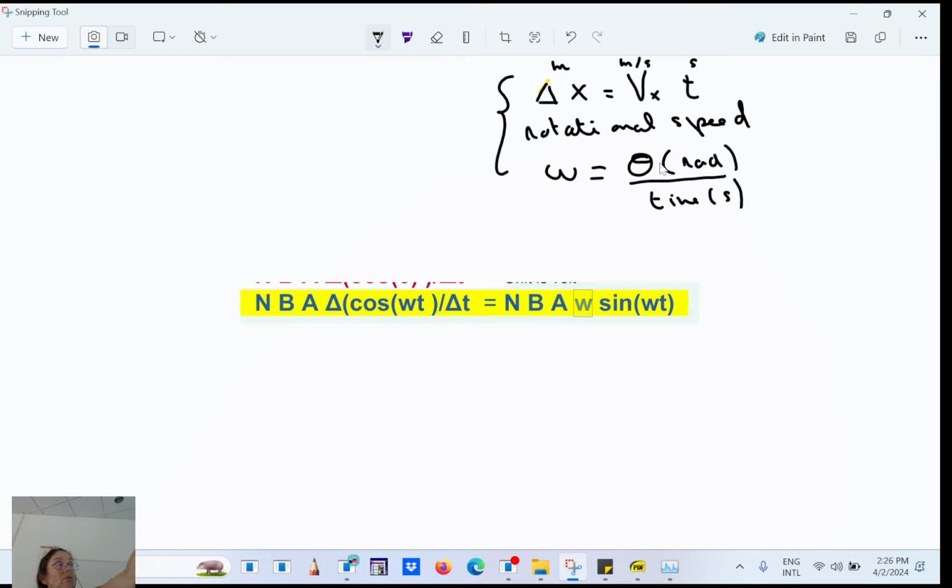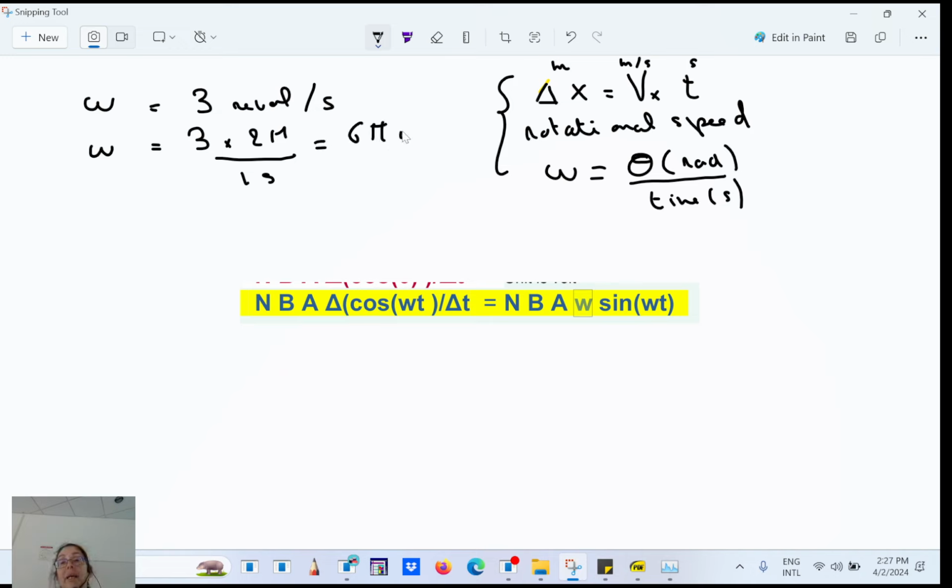So for example, if you have 3 revolutions per second, that's also a rotational speed. So the unit is revolutions per second. How can I convert that into radians? 1 revolution is 2 pi. So I can do 3 times 2 pi in 1 second. So that will be about 6 pi rad per second. So that will be a rotational speed. It's just giving you revolutions per second.